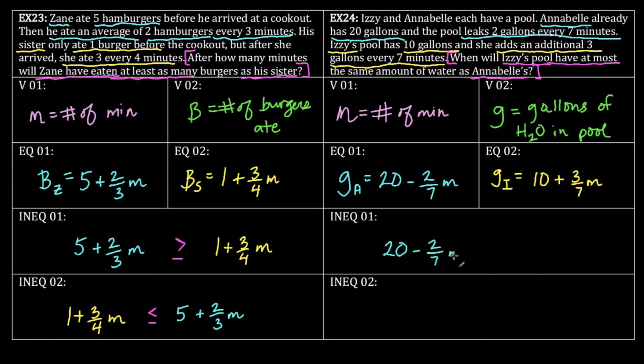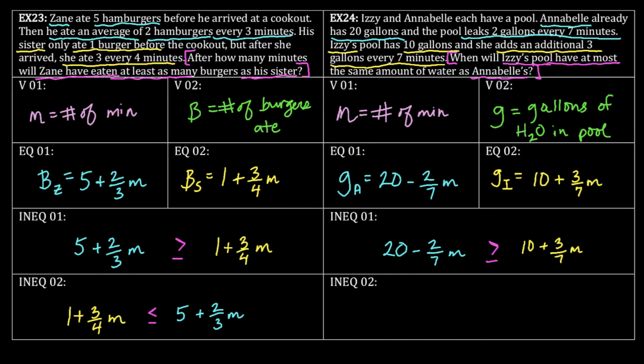I'm going to write this first: 10 plus 3 over 7 m. And it wants to know when Izzy's pool will have at most. So it wants that to be the very most. So it wants Izzy to be less. Where is Izzy? Izzy's here. It wants Izzy's to be less or equal.